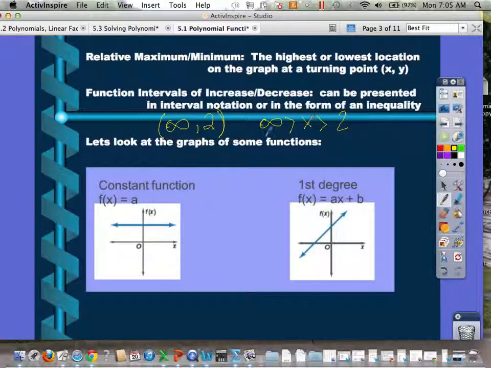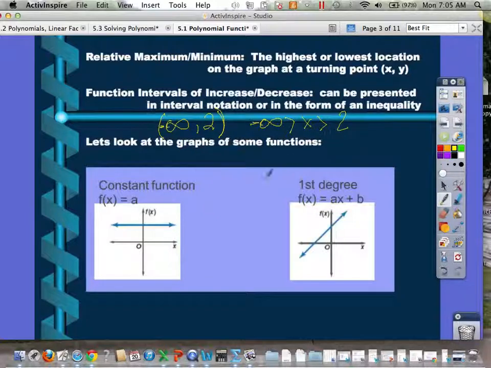Okay, the interval where x is between negative infinity and 2. So it could be written as x is between negative infinity and 2, or it could be written this way, x is between negative infinity and 2. And what that is going to do is just describe whether the graph between these x's is going up or down or constant. All right, so let's look at some graphs of these functions.